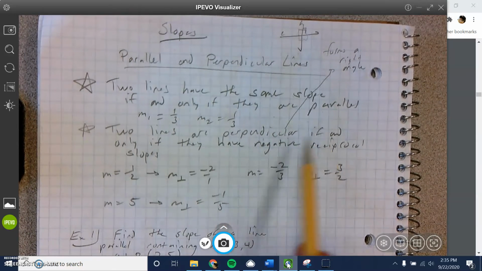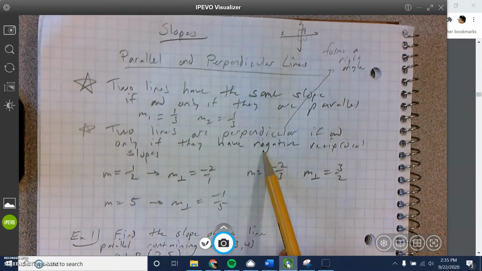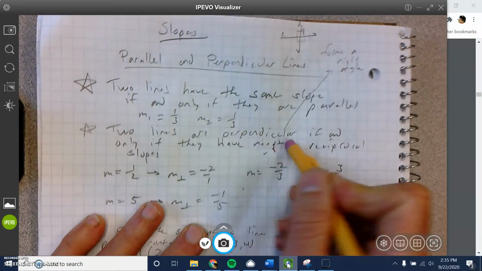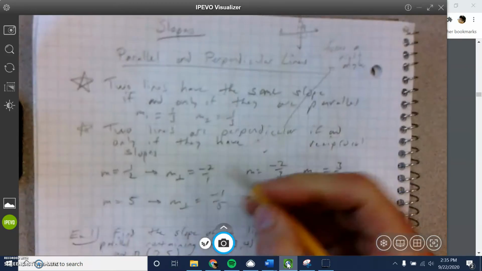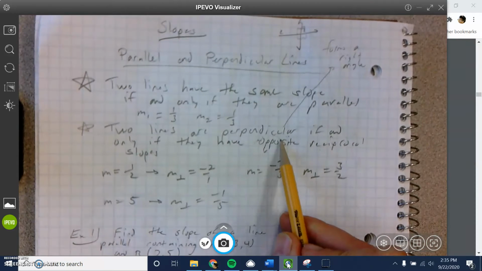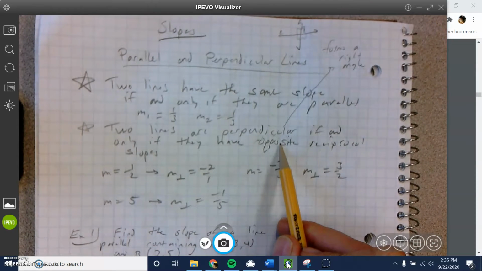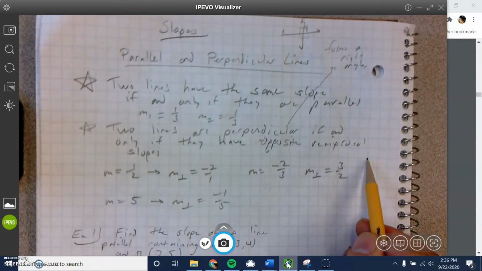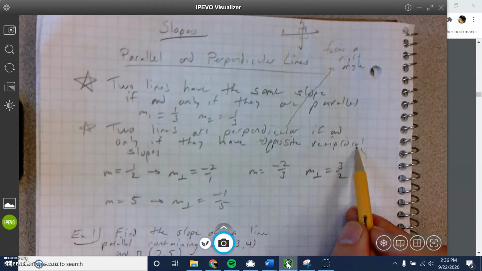So two lines are perpendicular if and only if they have negative reciprocal slopes. Or you could say opposite reciprocal. People like to say that also, opposite reciprocals. Opposite means that you change the sign, so positive to negative, negative to positive. Reciprocal means that the fraction is flipped, essentially.